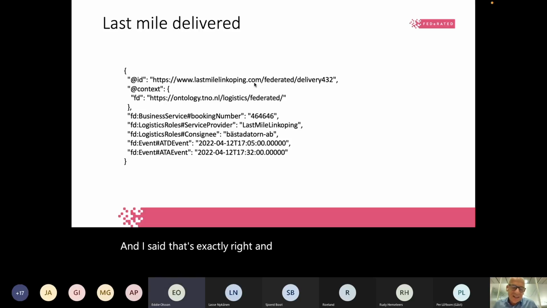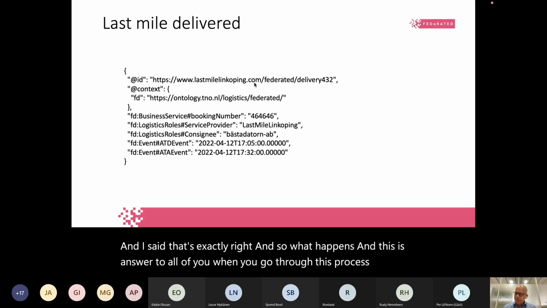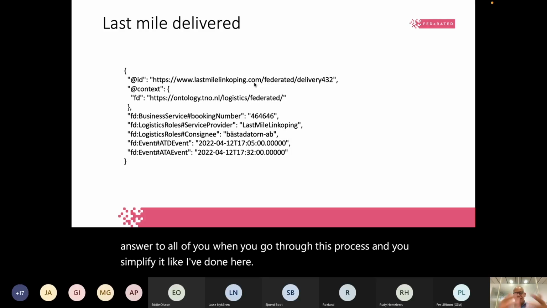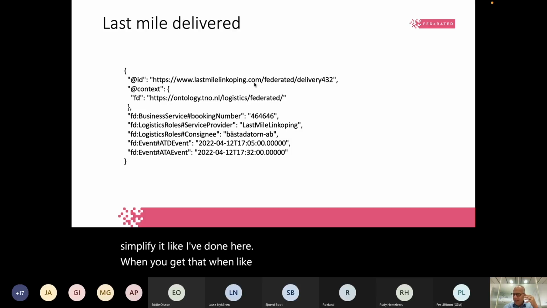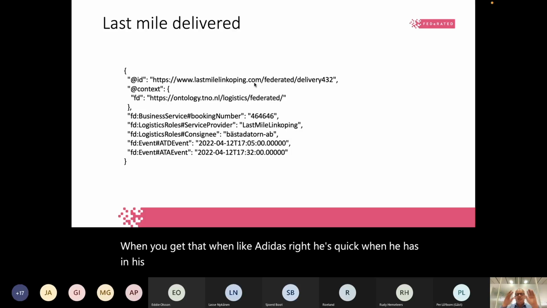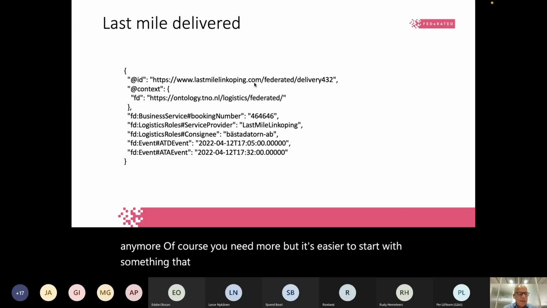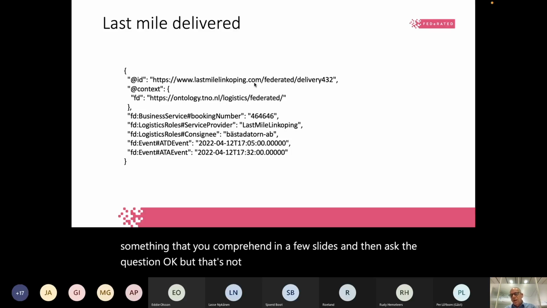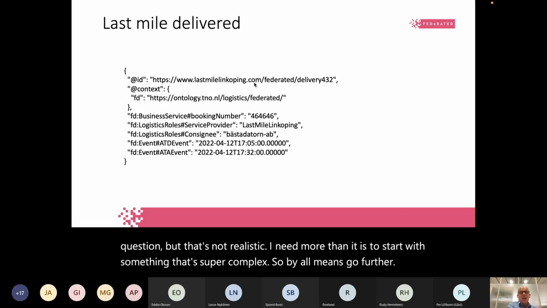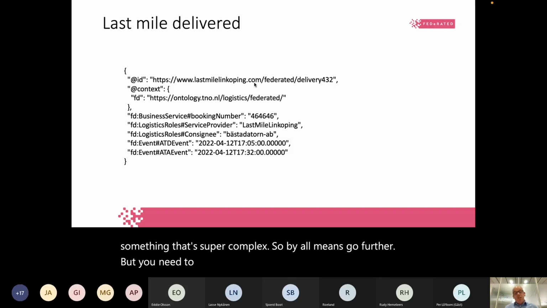And so what happens, and this is the answer to all of you, when you go through this process and you simplify it like I've done here, like Eddie does, right? He's quick. When he has it in his brain, he immediately thinks, hang on, I need more. Of course you need more. But it's easier to start with something that you comprehend in a few slides and then ask the question, okay, but that's not realistic, I need more, than it is to start with something that's super complex. So by all means, go further, but you need to start, keep it simple. And then you do the rest.